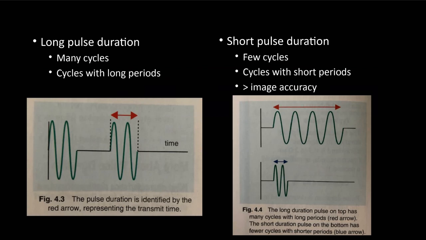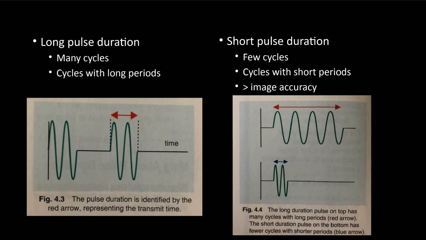So what would we prefer when we are imaging? Do we want a long pulse duration or do we want a short pulse duration? It all depends on what you are looking for. Ultimately, a shorter pulse duration is going to give us better image accuracy because it's sending in those same number of cycles in a shorter period of time. So this is going to be cycles that have short periods, or we have fewer cycles that are trying to get through in that collection.